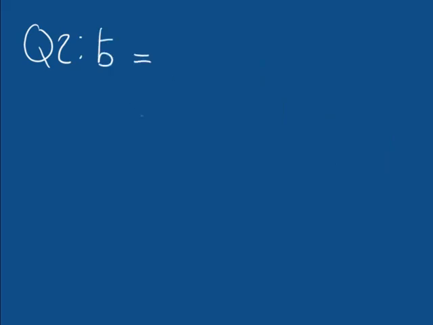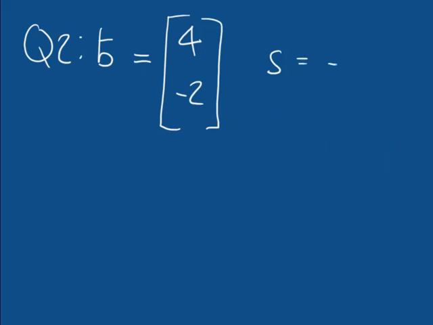In this case we have a vector b, and this vector is going to have 4 in x and minus 2 in y, and the scalar value I'd like you to multiply this by is going to be negative 3. So I'd like you to calculate s times b for me, please.